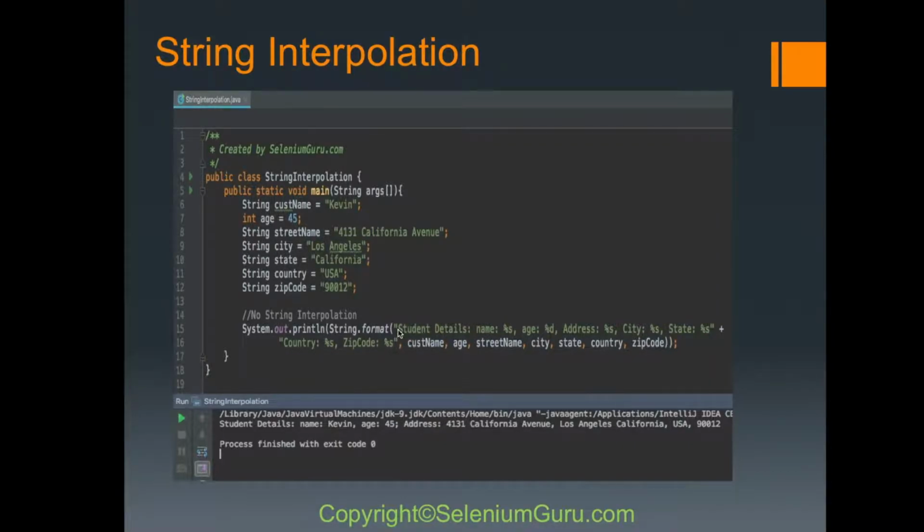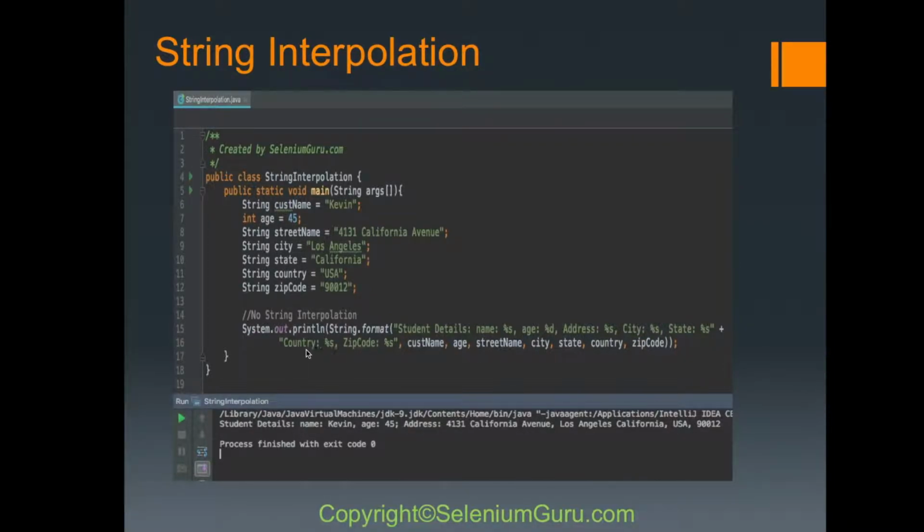Once you have this in double quotes, you're going to put your variables one by one. This customer name is for this one here, so it's in order. This age is for this one here. Street name is for this one here. This city is from this one here. And state is for that one.